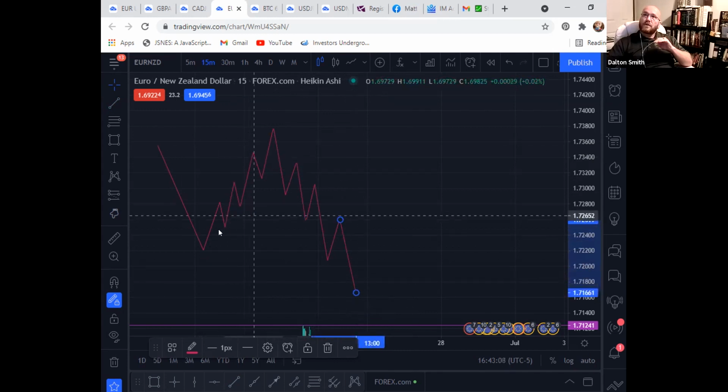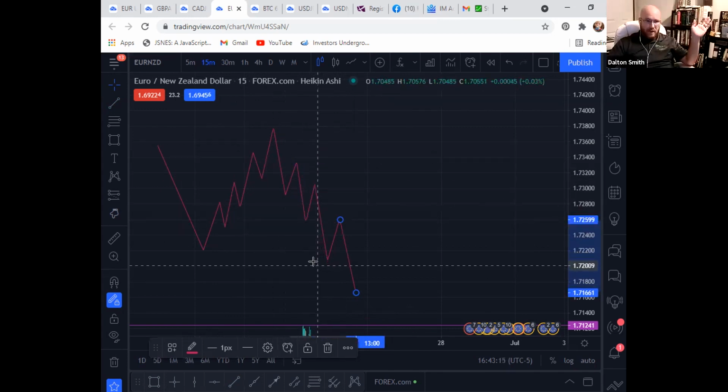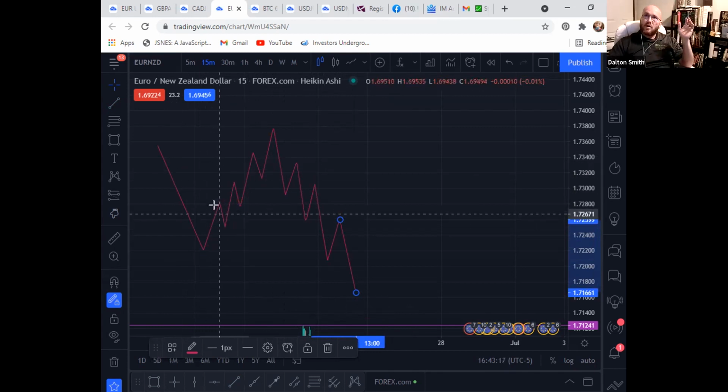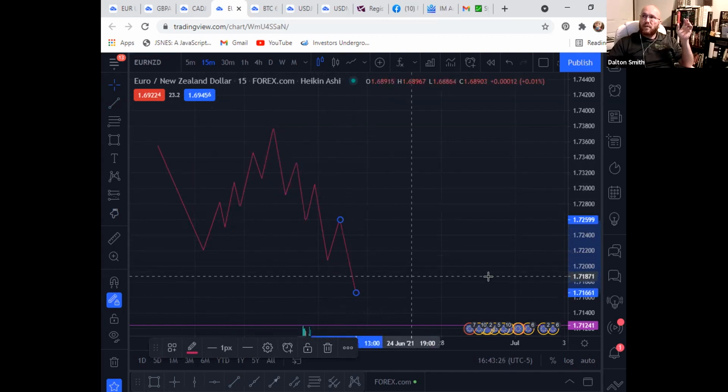Okay? So Forex is finding uptrends and downtrends. That's the whole thing in Forex. Uptrends, which are higher highs and higher lows, and downtrends, which are lower highs and lower lows. So that's why we find the peak. And we find the bottom.